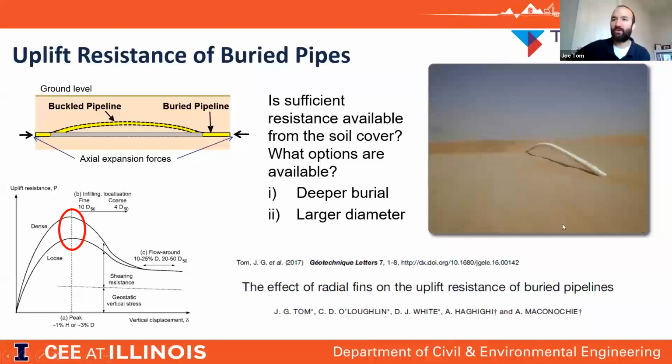I pulled this picture from Google. I don't know that that pipeline is actually upheaval buckling, but it illustrates the point of what could happen if you don't have enough resistance when it wants to buckle. It pops out of the ground, and it could, of course, lead to overstressing of the pipe.